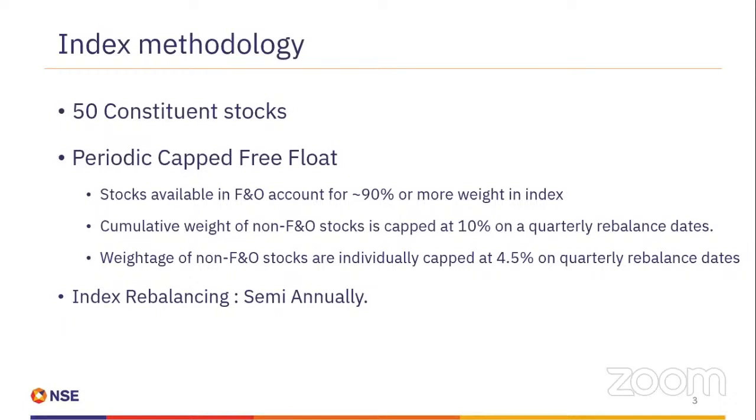Again, the index went through some more revision. In 2021, weight capping was introduced on this particular index, and in 2023, these weight capping thresholds were changed. Currently, the aggregate weight of the FNO stocks is kept at 10%, and individually the stocks which are not available in FNO are kept at 4.5%. Technically, this means all the stocks available in FNO, almost 39 stocks, will always account for around 90% or more of the index. The balance stocks which are not available in FNO will have their weights kept at 10%. This weight capping is rebalanced quarterly, whereas the portfolio is rebalanced half yearly. I will show you an example of this quarterly rebalance date in my subsequent slides.